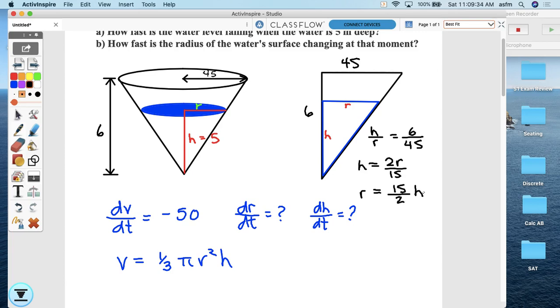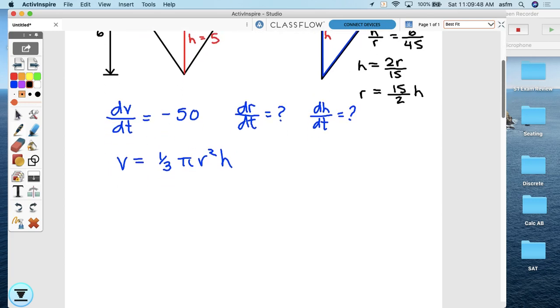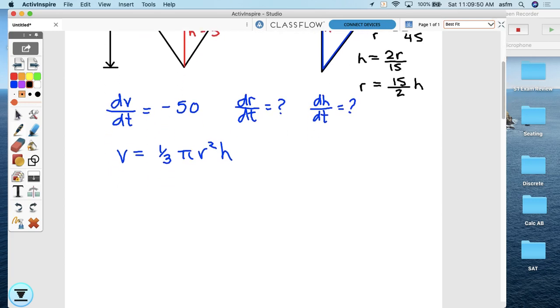So I've connected these variables. So what I can see here is once I get either dr/dt or dh/dt, I can very easily get the other one simply by differentiating h equals 2r over 15 or r equals 15 over 2 times h. So now what I want to do is take one of these and put it into my formula for volume, to turn it into an equation in one variable, just because it's going to make it easier.